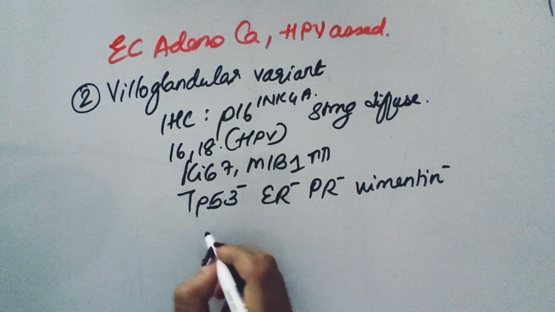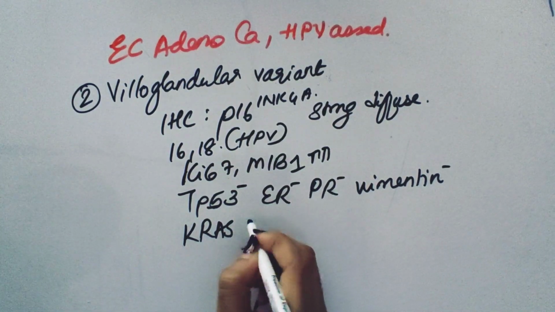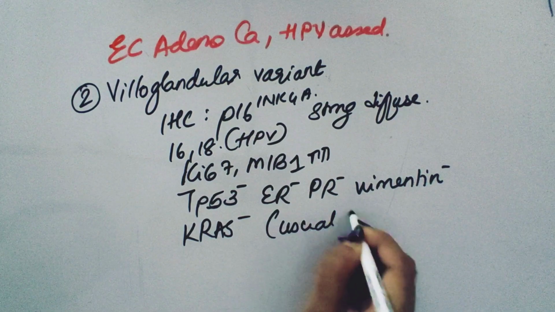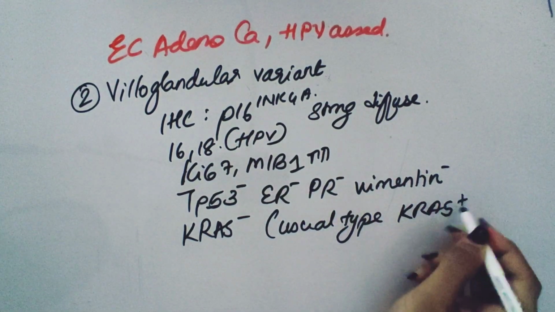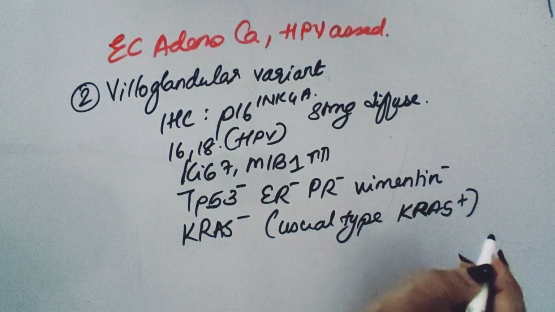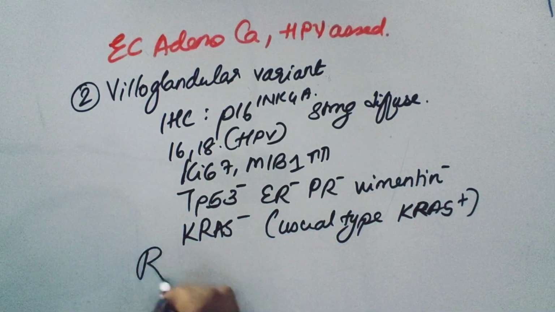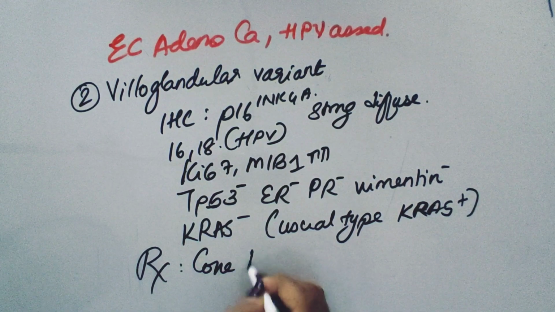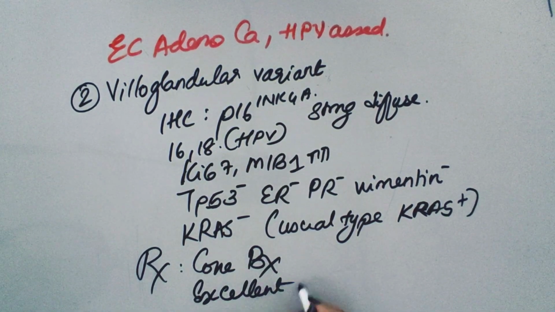Then to differentiate another thing from the usual type is KRAS. KRAS is negative in the villoglandular variant, whereas in the usual type mostly you might get KRAS positive. This is if we have a doubt between villoglandular and usual type. And then treatment of the villoglandular variant is cone biopsy, because as I said, it has an excellent prognosis.